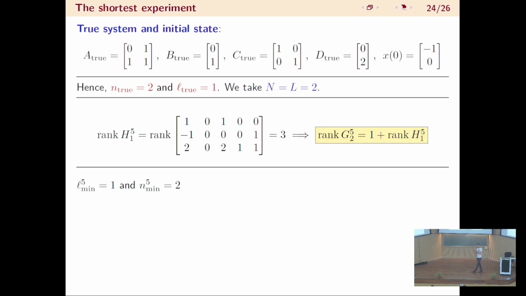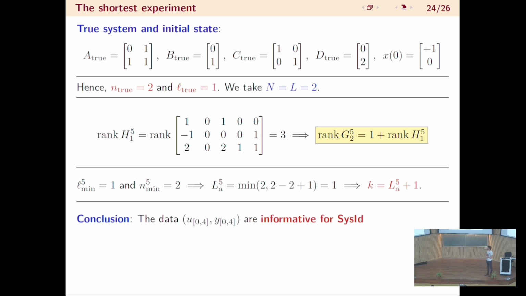And then we have to check the stopping criterion again. So L-min in this case is 1, N-min is 2. That means that the actual upper bound on my lag is the minimum of these two numbers. It's equal to 1. Which means that at this point, my stopping criterion kicks in. Because indeed, since k was equal to 2, this is equal to the right-hand side. Then our algorithm stops, and I know that my data are informative for system identification.